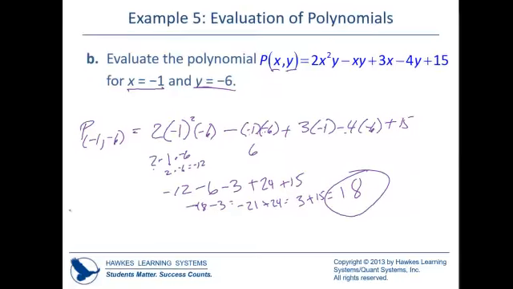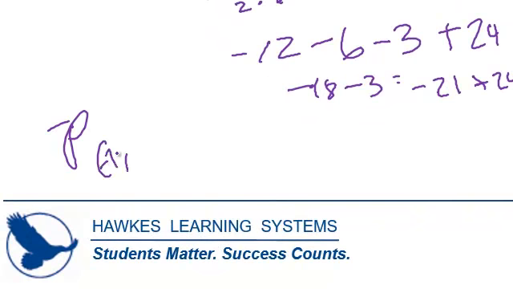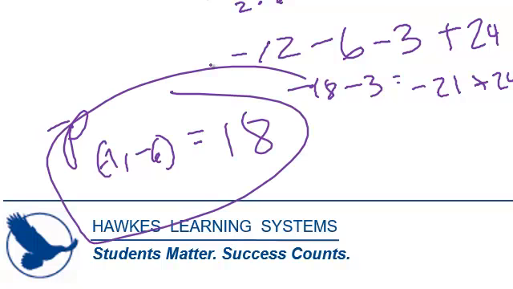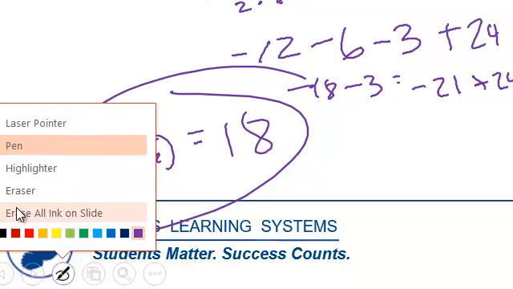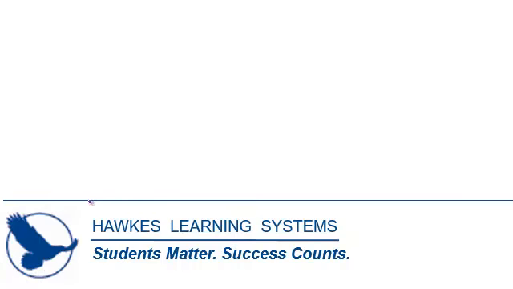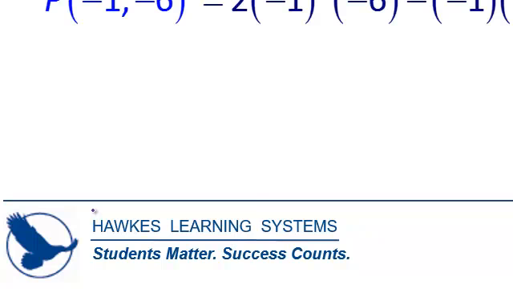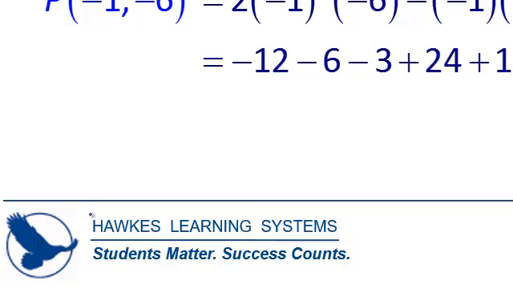And so p of -1, -6 is equal to 18. Final answer. All you do is plug in your values for x or y or whatever your variables are, and you solve the equation. That's all you got to do. These are some of the simplest problems that you'll get in this chapter. Substitute -1 for x, -6 for y throughout the polynomial. Do the math, combine terms, add them up, 18.